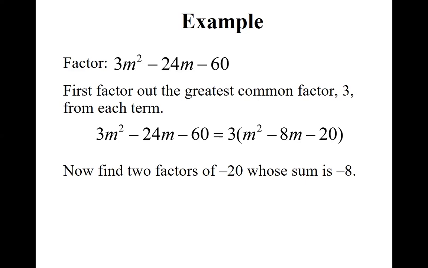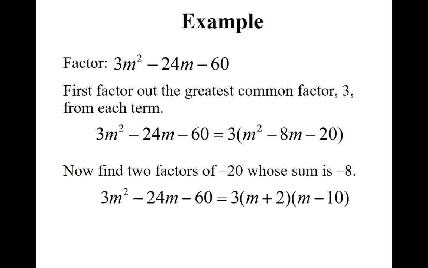5 and 4. 5 and negative 4, that's 1. And 4 and negative 5 is negative 1. We need negative 8. 10 and 2. 10 and negative 2. Well, 10 and negative 2 is positive 8, but if we switch it, negative 10 and positive 2, that is negative 8. So negative 10 and positive 2 are the numbers that we put in our parentheses along with our m's.